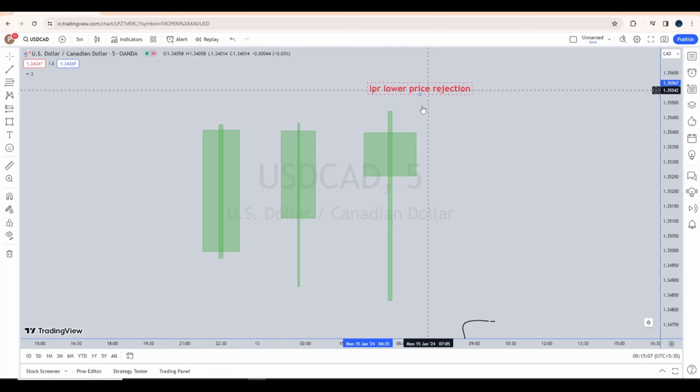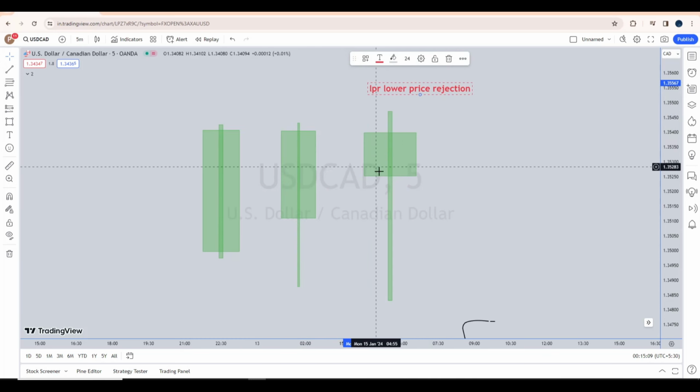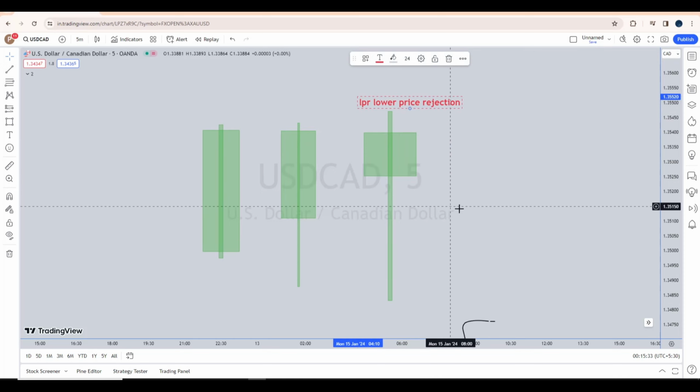You can see it here. It is an LPR candle. It has a small body but a huge wick. So it shows the power of buyers, that buyers are more active. The sellers wanted to go down, but the buyers were active and they took the price all the way back up to here and closed above the opening price. That's why it is called a lower price rejection candle.